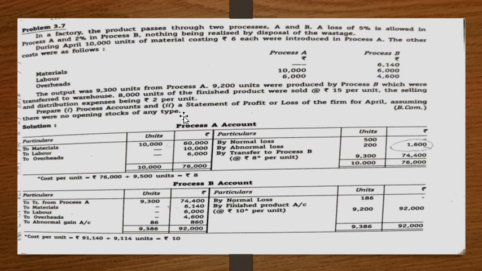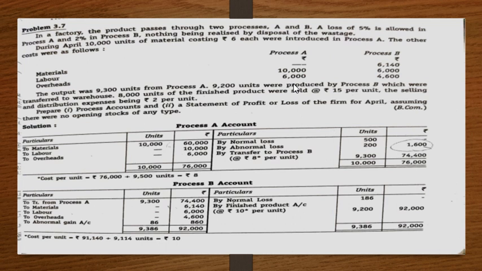During April, 10,000 units of material costing rupees 6 each were introduced in process A. The other costs were as follows. They have given here two processes, process A and process B. They have given the expenses, direct expenses which are to be taken in your process account: material, labor, overheads. For process A, materials is nil. For process B, it is given. Labor for process A and B, both are given. Overheads for process A and B are given in the problem.